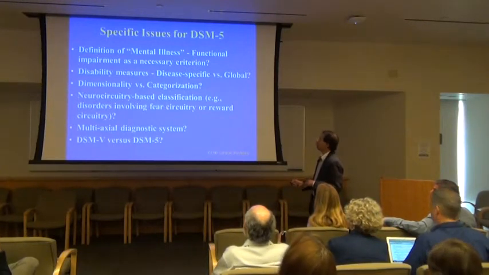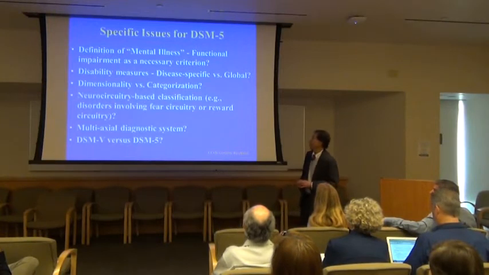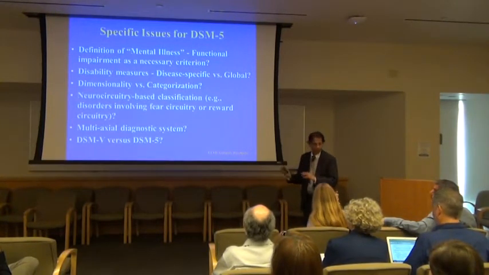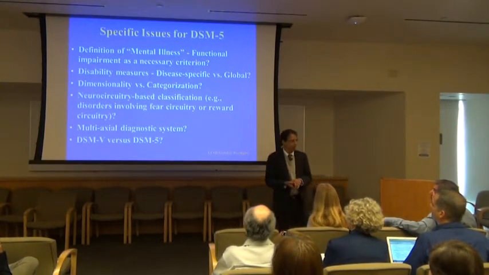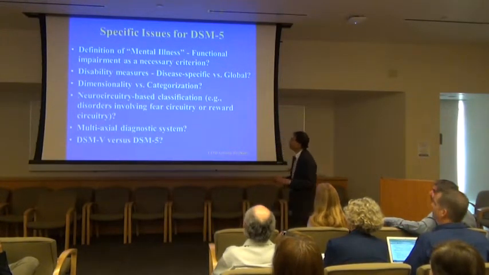Originally, we were hoping that we would have a neurocircuitry-based classification, for example, disorders involving fear circuitry or reward circuitry. But very soon we found out that for most disorders, we don't know the circuitry. So that didn't work out.